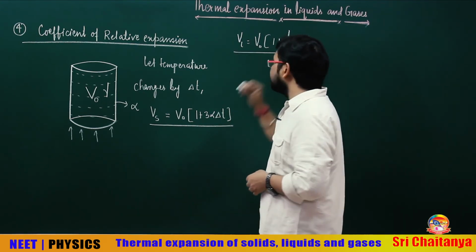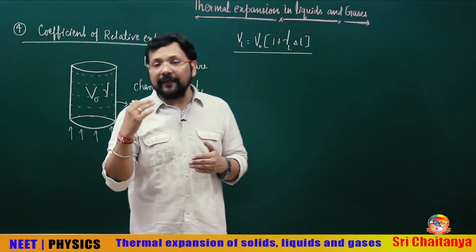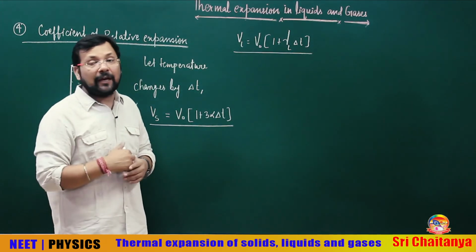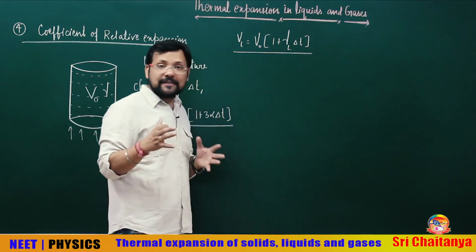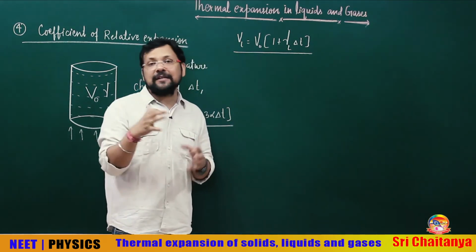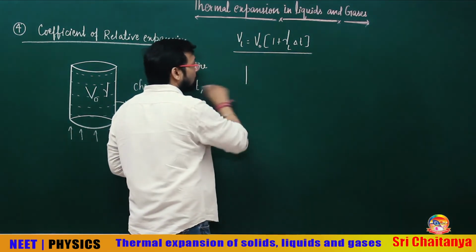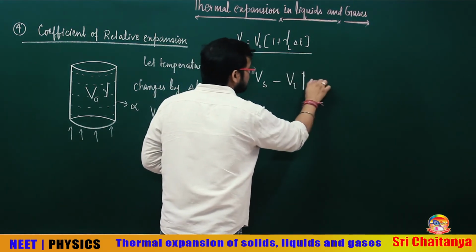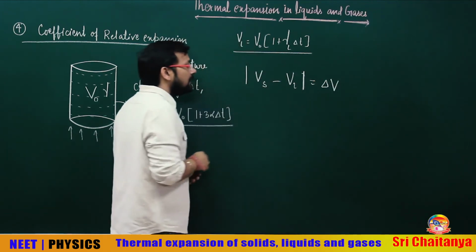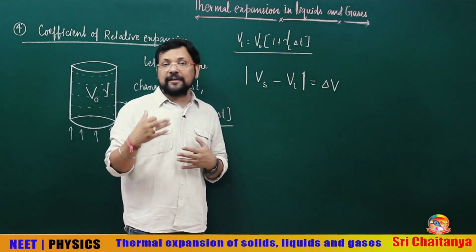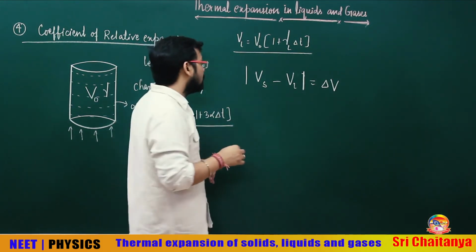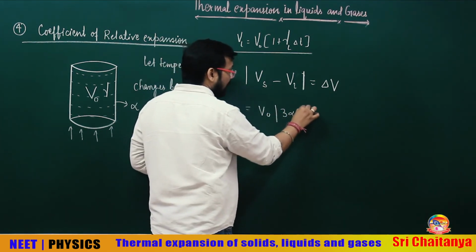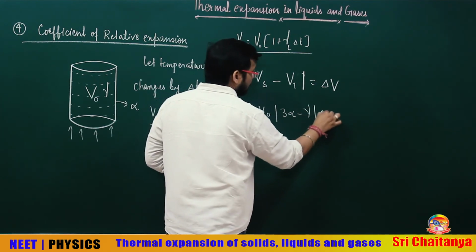This is for liquid. Now see, when we are supplying the heat, increasing the temperature, both solid and liquid are expanding. And when they are expanding, it is not necessary that the expansions are the same, because their coefficients are different. So the mod of expansion in solid minus expansion in liquid, the mod, which we can say is delta V, this is called apparent expansion. This is the expansion that will appear to us. So writing the values, V naught, this is 3 alpha minus gamma into delta T.